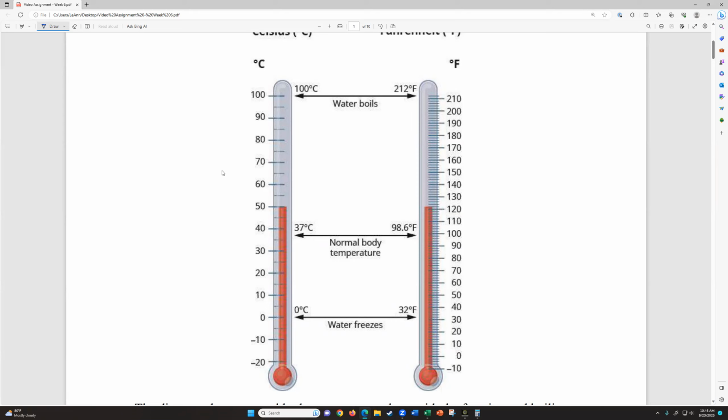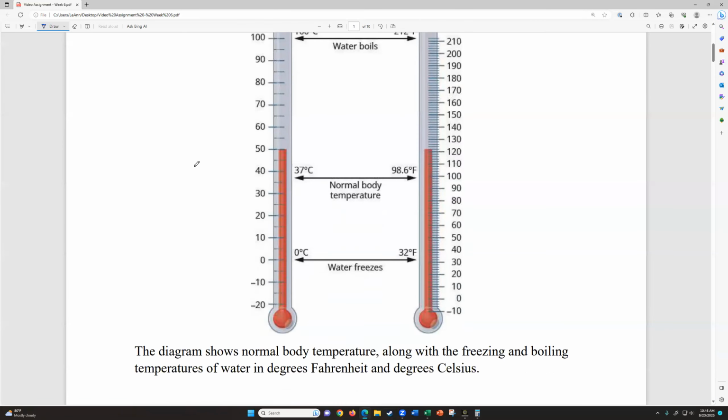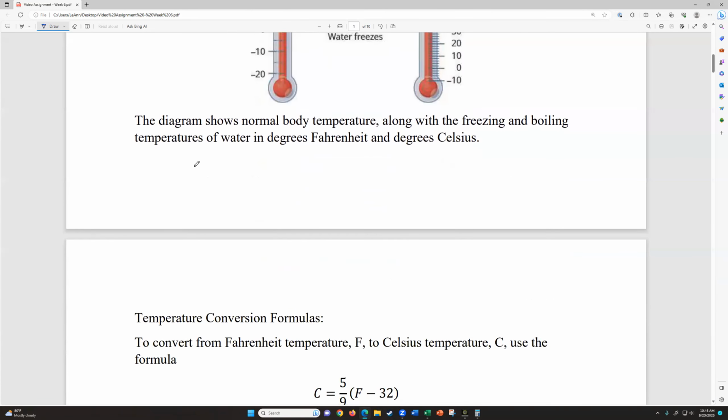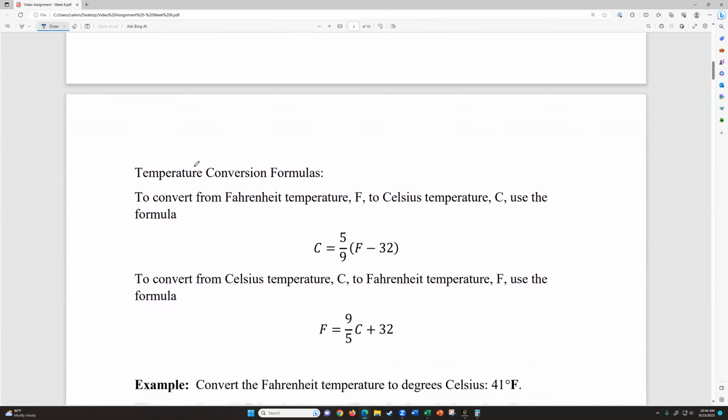So if you have a thermometer and you take your temperature and it reads in Fahrenheit, you would be closer to this amount if your normal health level is exactly where it should be. And if it reads in Celsius, 37 would be what you would be looking for. So that's just a diagram to help us visualize.